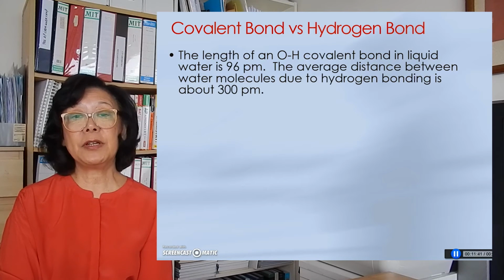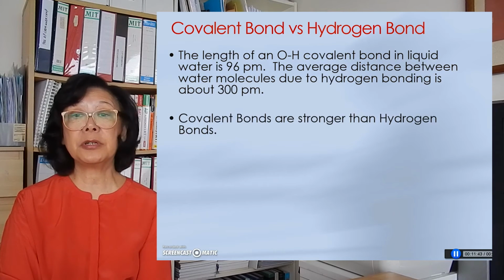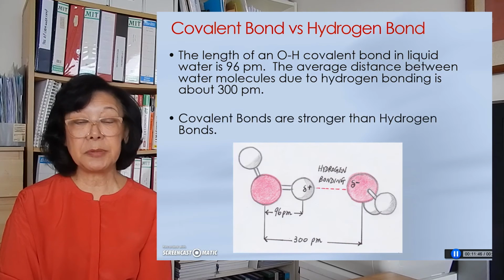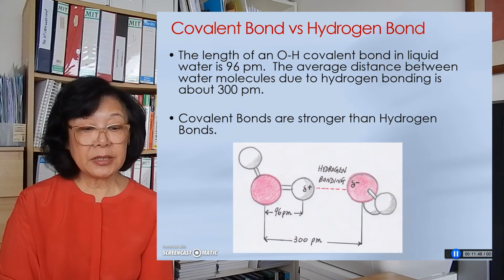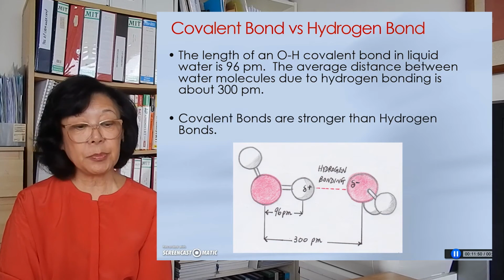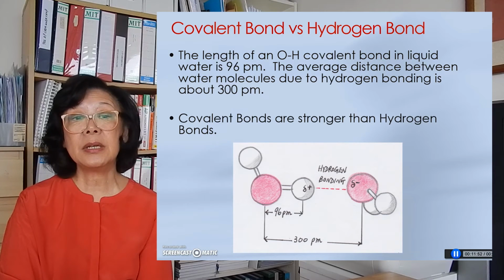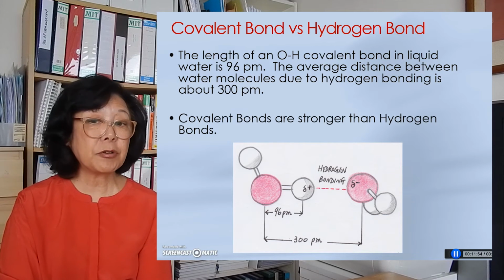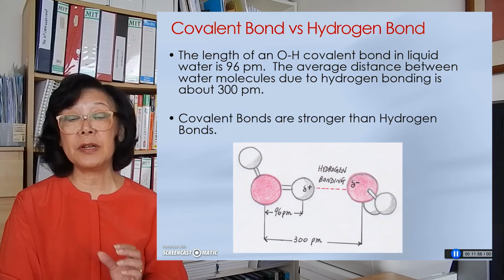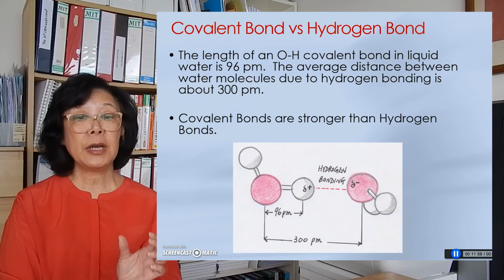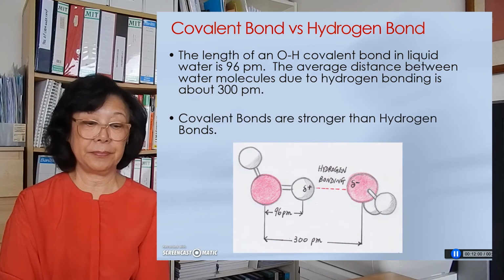Now, the length of an O-H covalent bond in a water molecule is 96 picometers, whereas the average distance between water molecules in hydrogen bonding is about 300 picometers. So you can see this covalent bond is much stronger and shorter than the hydrogen bond.